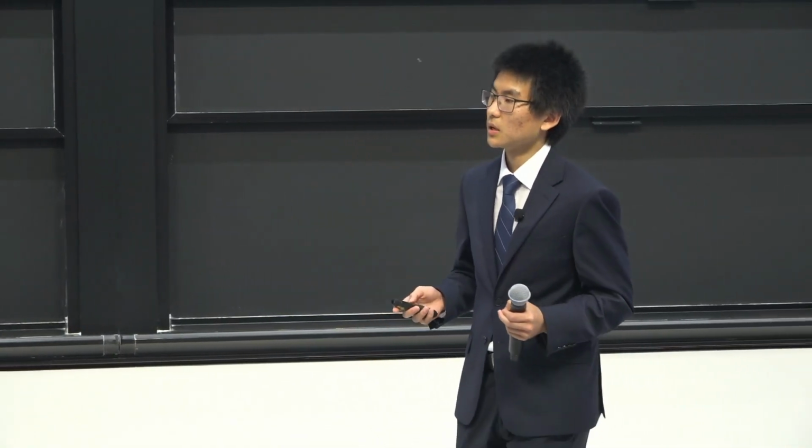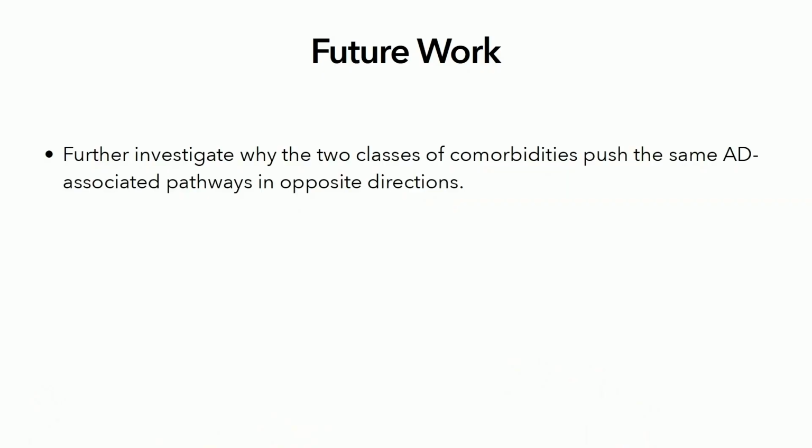So where can we go next? We plan to further investigate why the two classes of comorbidities induce these different types of responses at a molecular level. We also want to study combinations of comorbidities. One of the limitations of our study was that we only looked at one comorbidity at a time. However, in 86% of older adults with AD, these patients have at least two other chronic health conditions. So we want to study combinations of comorbidities to more accurately model the real world.